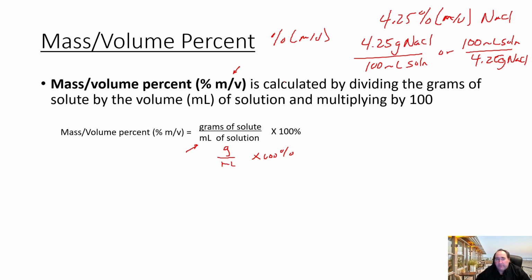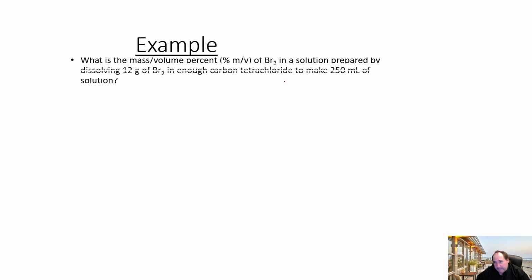All right, so percent mass to mass, percent mass to volume, and percent volume to volume are three common concentration units that are used. So let's take a look at another example here. What is the mass to volume percent of Br2 in a solution prepared by dissolving 12 grams of Br2 in enough carbon tetrachloride to make 250 milliliters of solution? All right, we're looking at mass to volume.